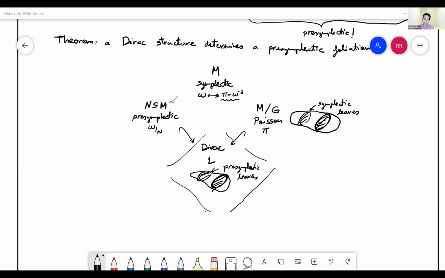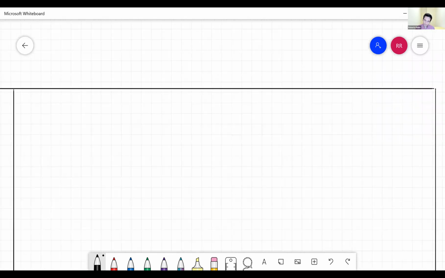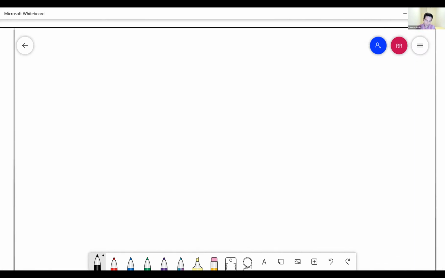So let us now go complex, and let's go now to the other side of the story I told, because you remember there were two sides: Dirac structures on one side, and then there were generalized complex structures. So let's come up here, and now we start with generalized complex structures. Okay, so let's first recall the definition.